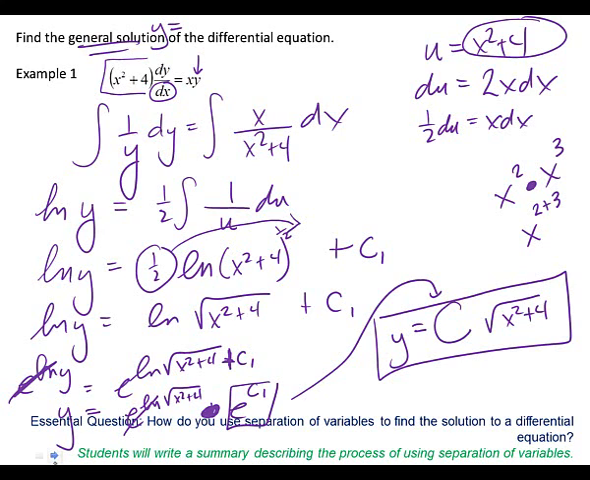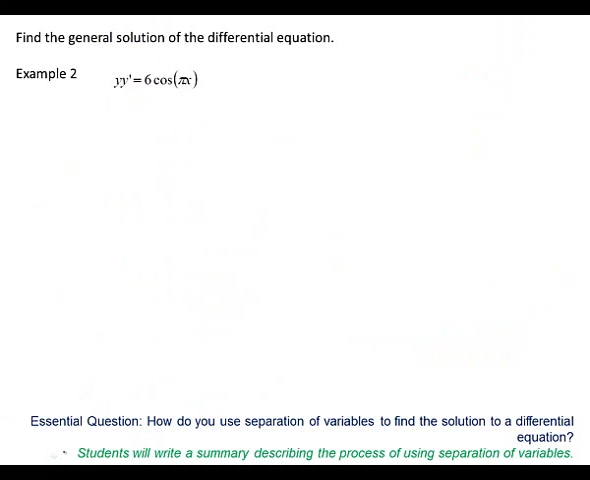All right, we good with example 1? All right, let's try example 2. So instead of y prime, what would we rather see that as? Yep, dy/dx equals 6 cosine of pi x.